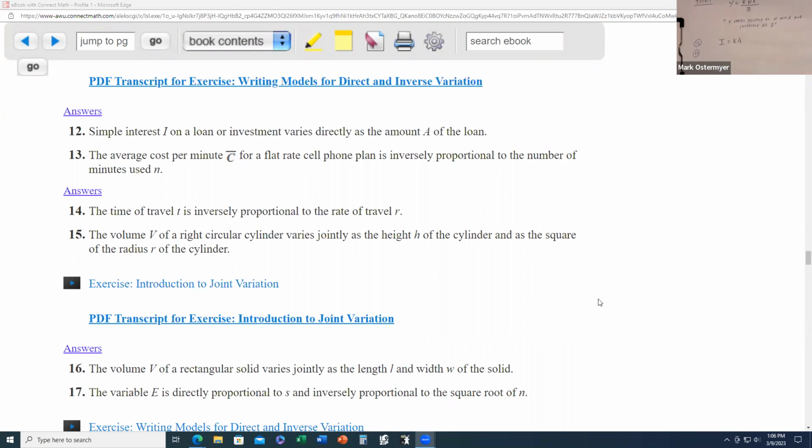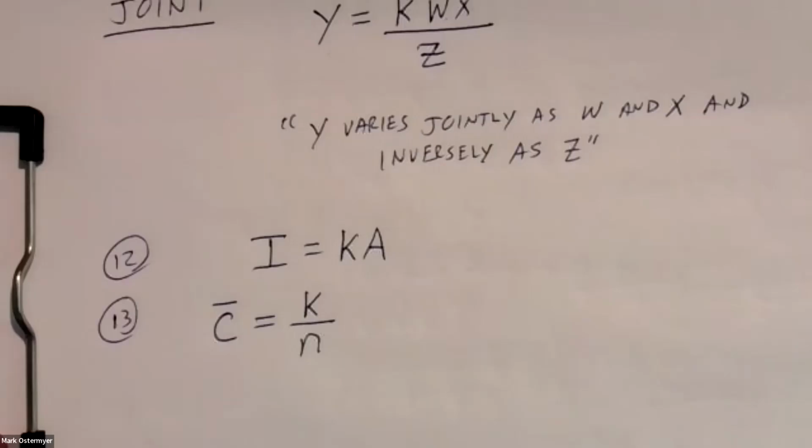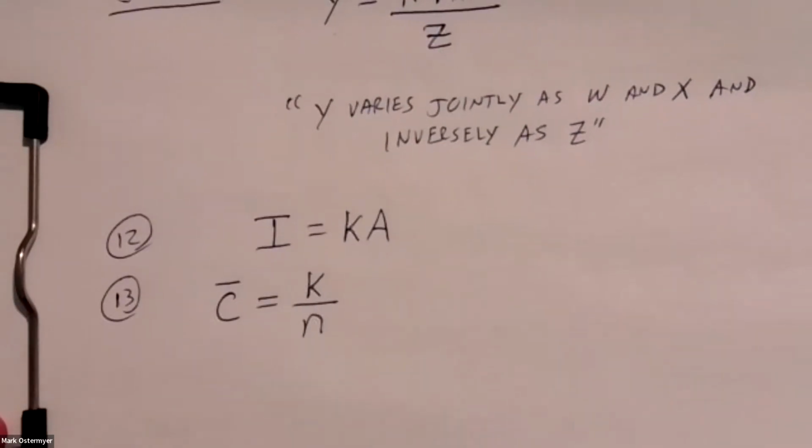What kind of variation do we have here? Well, you see the word inversely in here. Therefore, it must be an inverse variation. So the average cost is inversely proportional to the number of minutes that the phone is used. So C bar is going to be equal to K divided by N. So this would be the equation you would write to represent that inverse variation that exists between average cost and the number of minutes the phone is used.